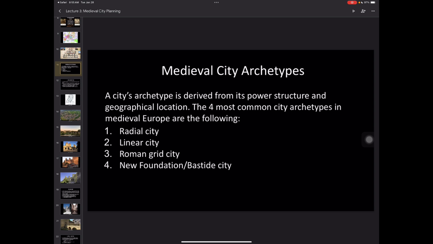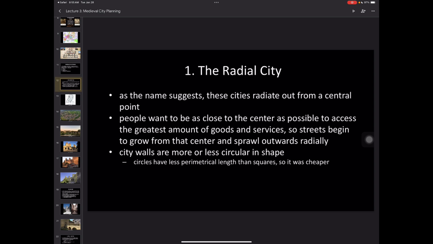So we're going to start with the radial city first. As the name suggests, it does radiate out from a central point, right? So you have a central nucleus, and then you have all these different veins kind of spreading out from the center very organically. So they are not very straight streets. They're usually going to be crooked and curved because you want to kind of deviate it to the point that's most convenient.